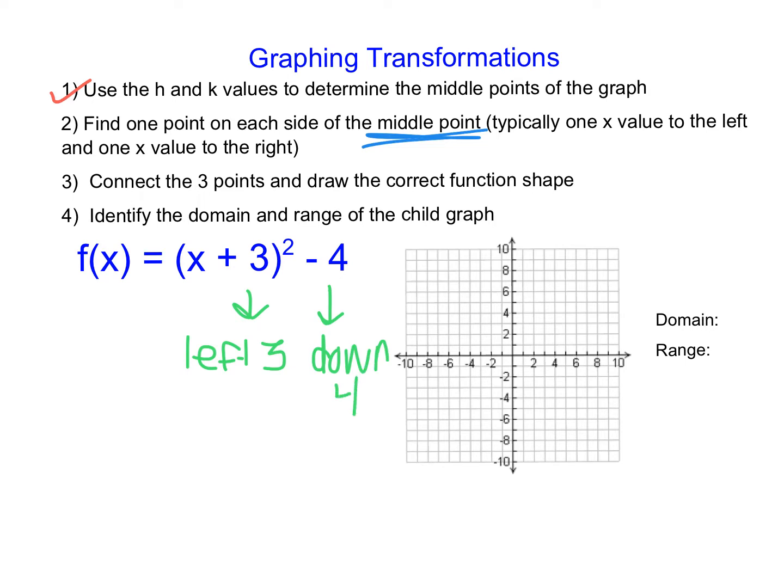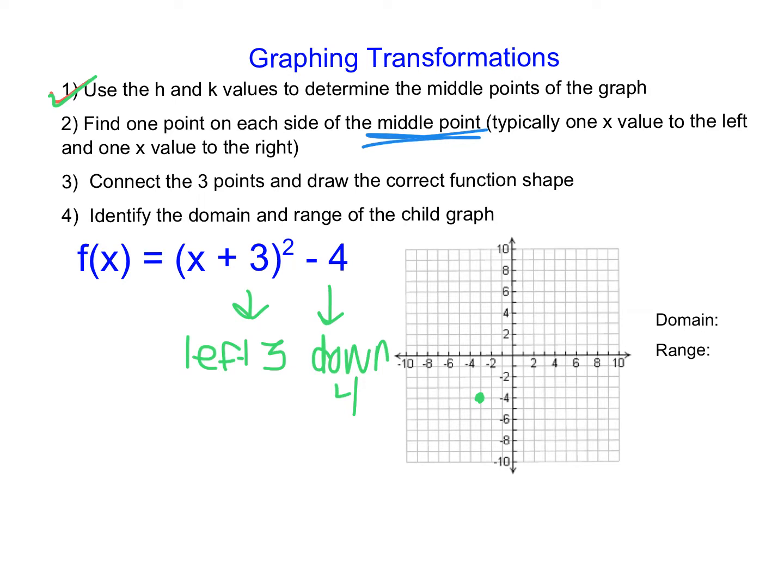So I'm going to take my h and k values and move the middle of the graph from 0, 0, left 3, 1, 2, 3, and down 4, 1, 2, 3, 4. So this point right here is the middle of my graph. That is where, if I have a quadratic graph, it's going to be my vertex. Same with the absolute value graph and the linear graph, it's just the middle of that line. So we've applied our h and k values, and we found the middle of our graph and plotted it.